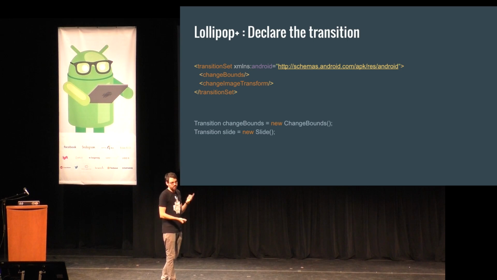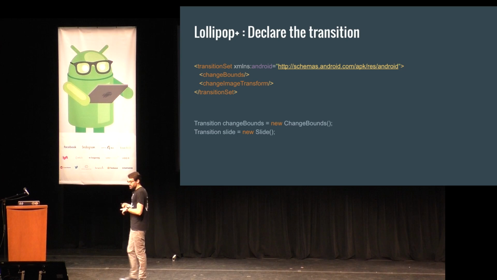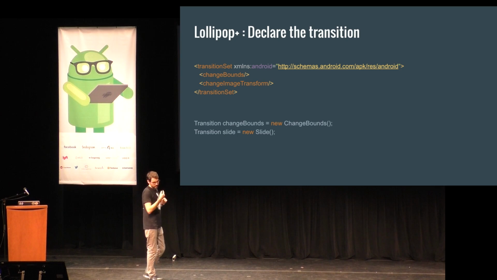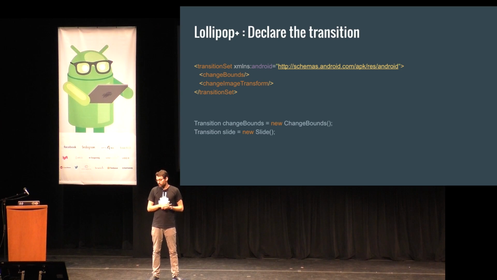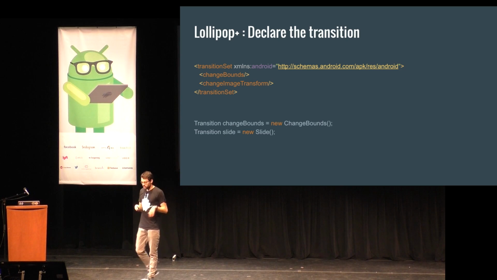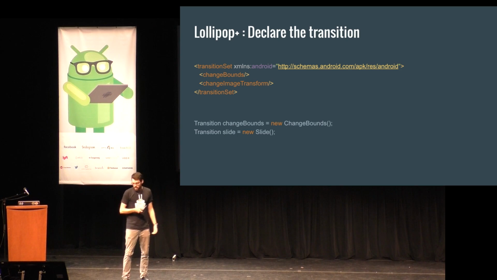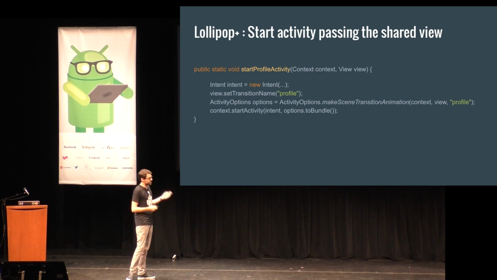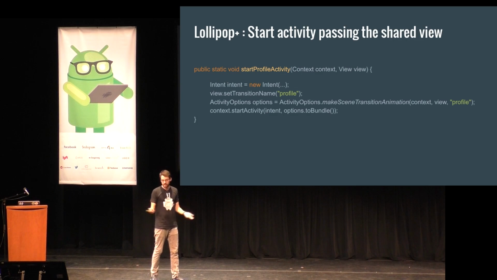And there's a bunch, all the classic ones. You get slide, you get fade, you get explode, which is an interesting one. Change bounds for changing the size of your view. Change image transform is useful in our case. So all of that is already made by the framework. You don't have to actually write any animation code. Just put a bunch of transitions, the ones that work for you, and set it to your window, and you're done. The last thing you have to do is just to start that activity, obviously.